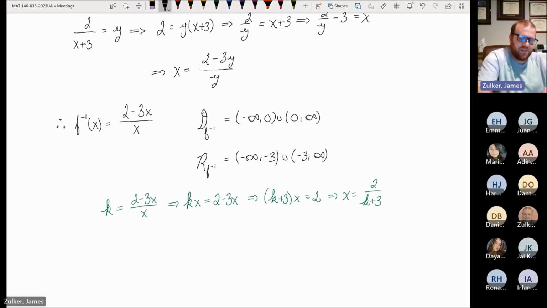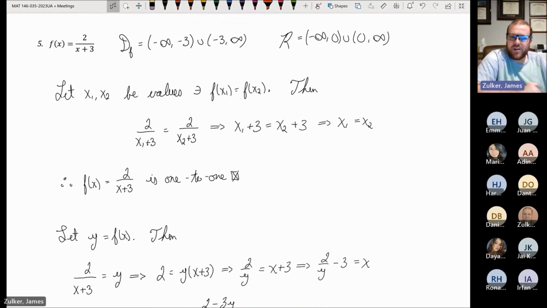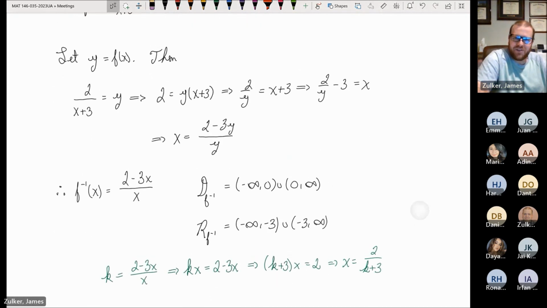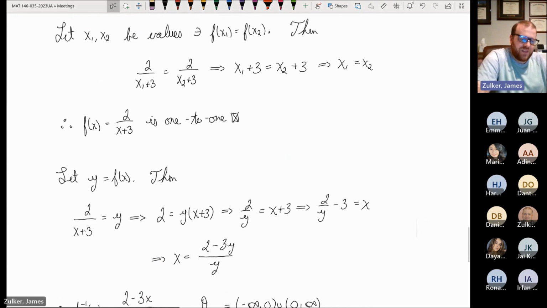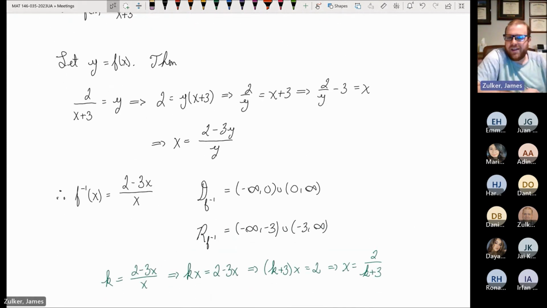Oh, but look. The domain of the original function was everything but -3, right? Which is the range of the inverse. The range of the original function was everything but 0, which is the domain of the inverse. So this is confirmation that the domain and range of the original function flips roles for its inverse.